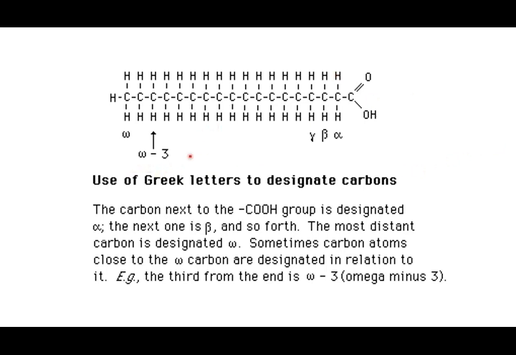In polyunsaturated fatty acids, for example in omega 3 fatty acids, the first double bond occurs at the omega 3 point, whereas in omega 6 fatty acids, the first double bond will be encountered at the omega 6 carbon. Likewise, we have omega 9 also. So that is how you denote or name the carbons for the fatty acids.